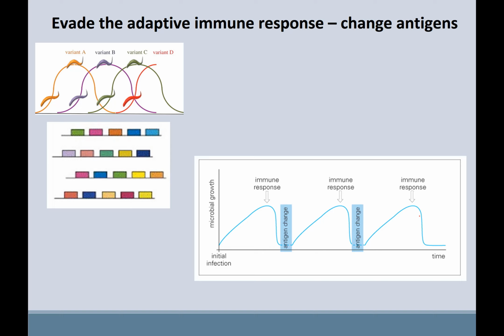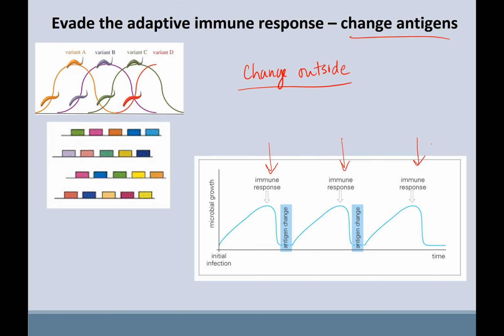Couple more strategies. One is change what you look like. Okay, so change the outside, right? And remember that that's what our body is making the adaptive immune response to, is what's on the outside. Make T cells that can recognize it, make B cells that can recognize it. And so if you're constantly changing what the outside looks like, you have to start a new immune response every time that parasite looks different.